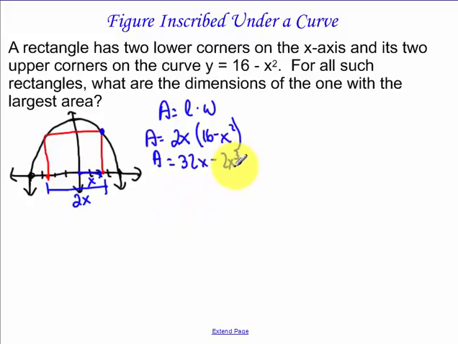We've written our equation in one variable. We need to figure out our domain restrictions on x. Well, the largest that x can be is from negative 4 to 4, because if I go larger than 4, your rectangle is going to be outside your curve, and that wouldn't make any sense. Now we take our derivative. So we find the derivative of area because I'm trying to maximize or minimize this. So that would be 32 minus 6x squared.